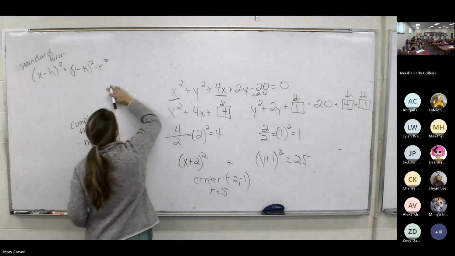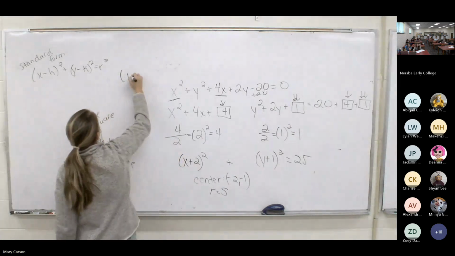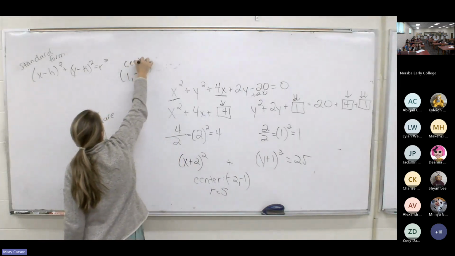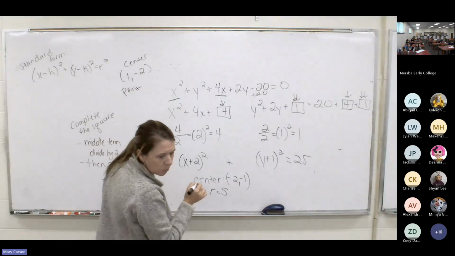Hold on. I got one already right now. 1, -2. This is the center. And then the point is at 4, -2. There we go.